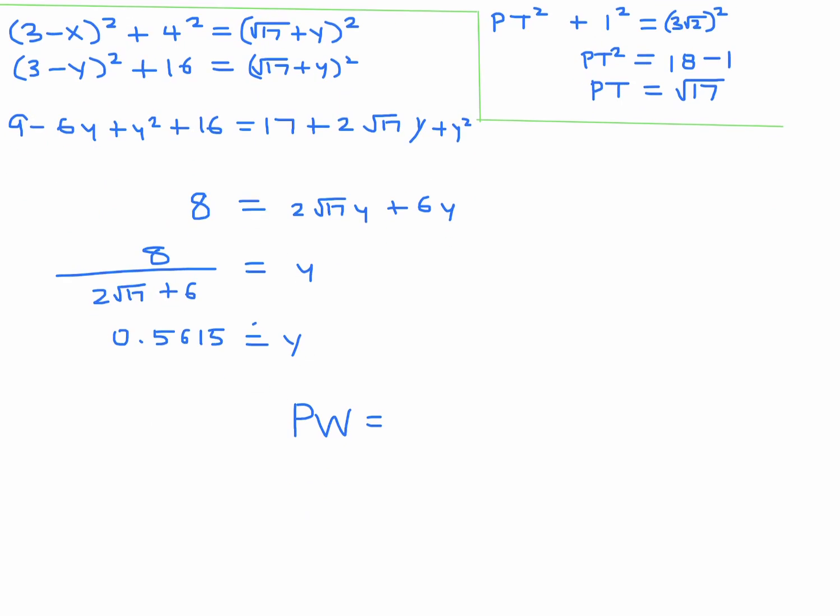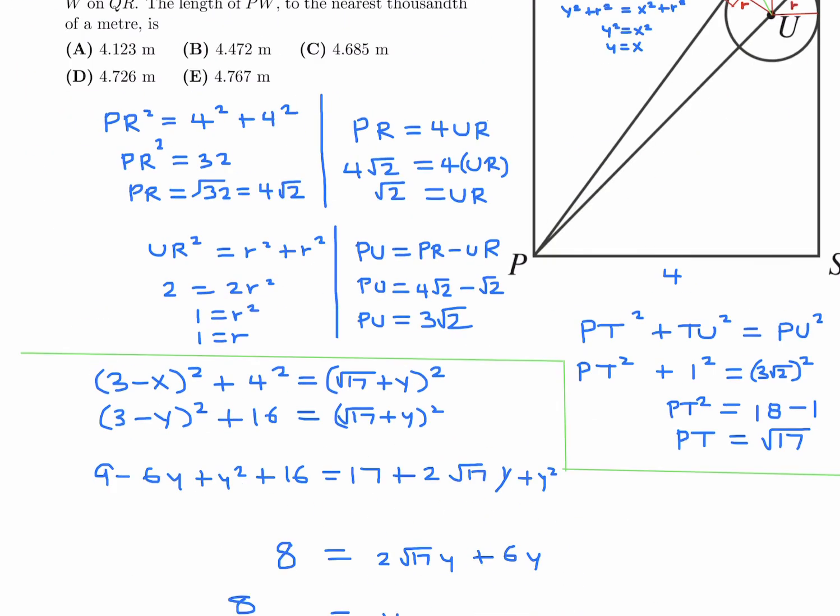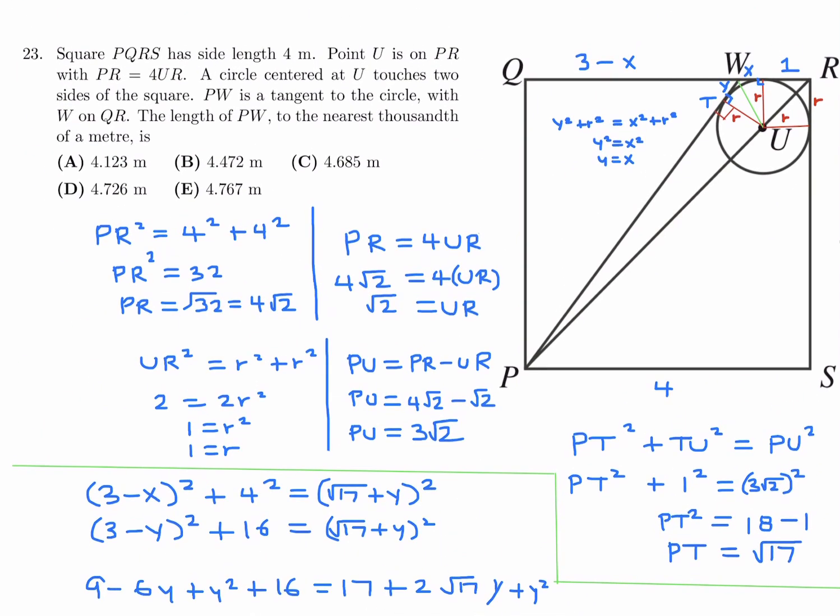So PW is equal to PT plus TW. PT is root 17, TW I had labeled y, so this is root 17 plus 0.5615, like that. And if you do the math, this becomes 4.684. The closest one is C. We're off by a little bit, but that's okay. Let's see here just to make sure. Yeah, all the other ones are quite a bit different. So 23, the answer is C.